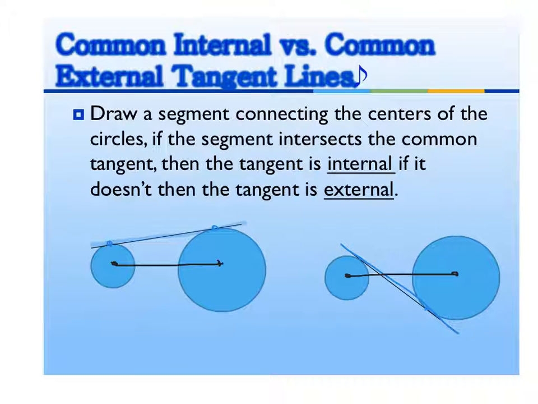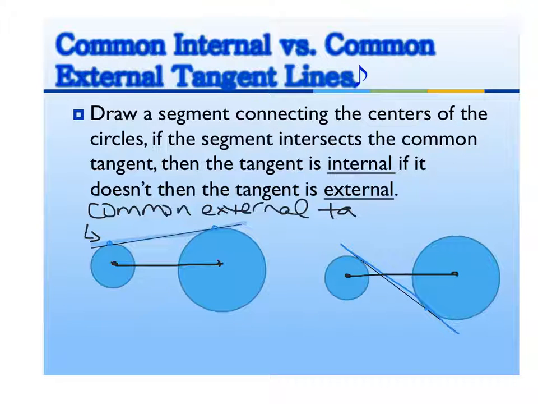Notice the first picture to the left. Notice when I drew in that horizontal segment connecting the centers, it does not intersect that tangent line. So this example would be a common external tangent. This line right here is a common external tangent.